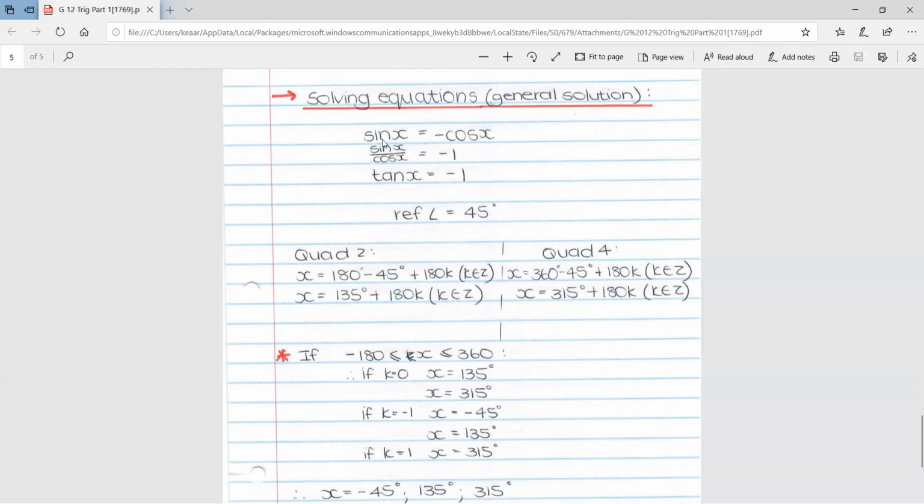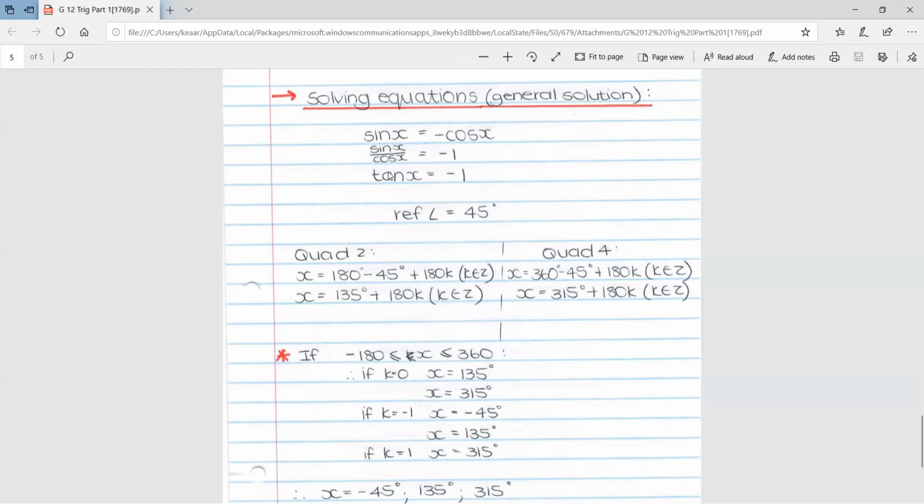So here we are given that sine x equals negative cos x, and they've asked us to solve for x using the general solution. What we're going to do is take our cos to the other side. It will become sine x over cos x equals negative 1. We know that sine x over cos x is tan x, so we sub that in. So now tan x equals negative 1. We now can find our reference angle.